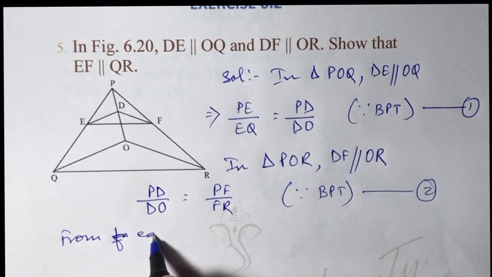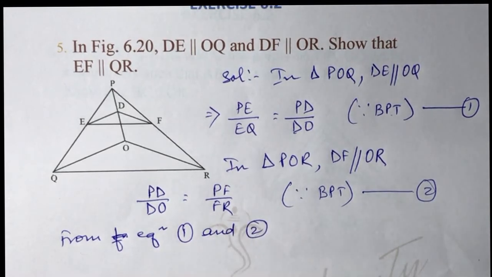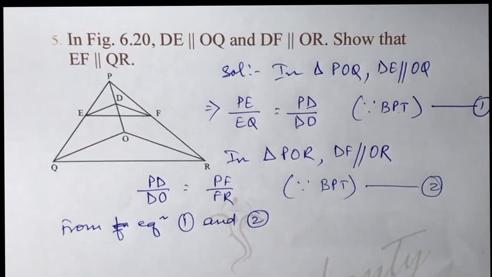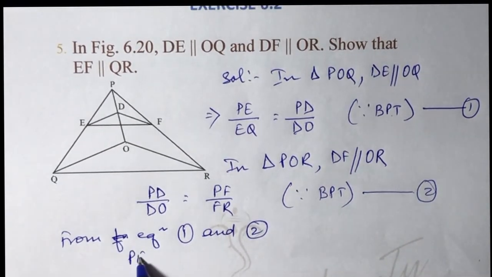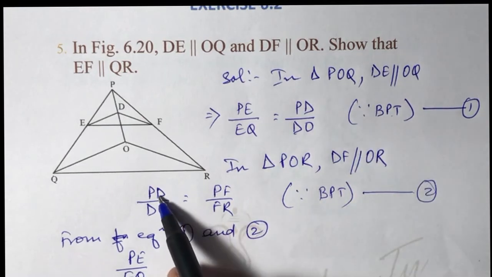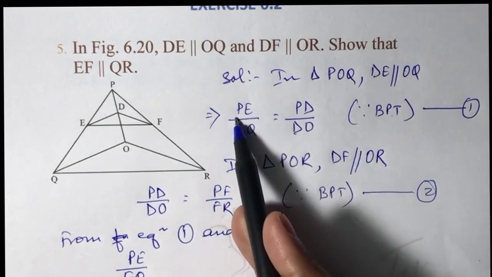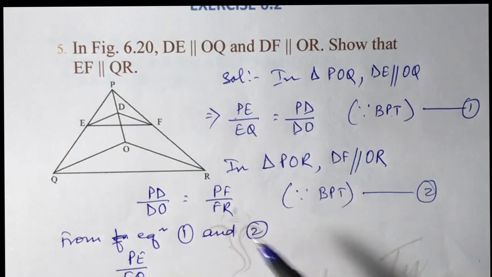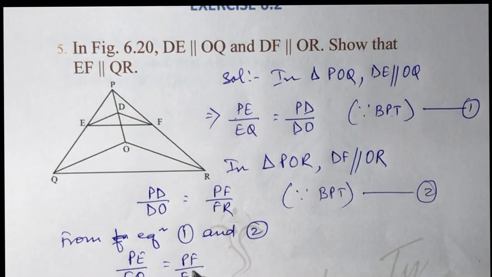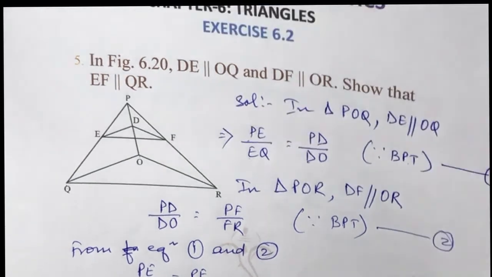Okay. Now from equation 1 and 2, what can you say? From equation 1 and 2, we can say that PE by EQ, because PD by DO is in the right hand side of the first equation, and in the second equation left hand side is PD by DO, both are same. So definitely PE by EQ is equal to PF by FR. Okay. So if this is the case, what have you learnt?